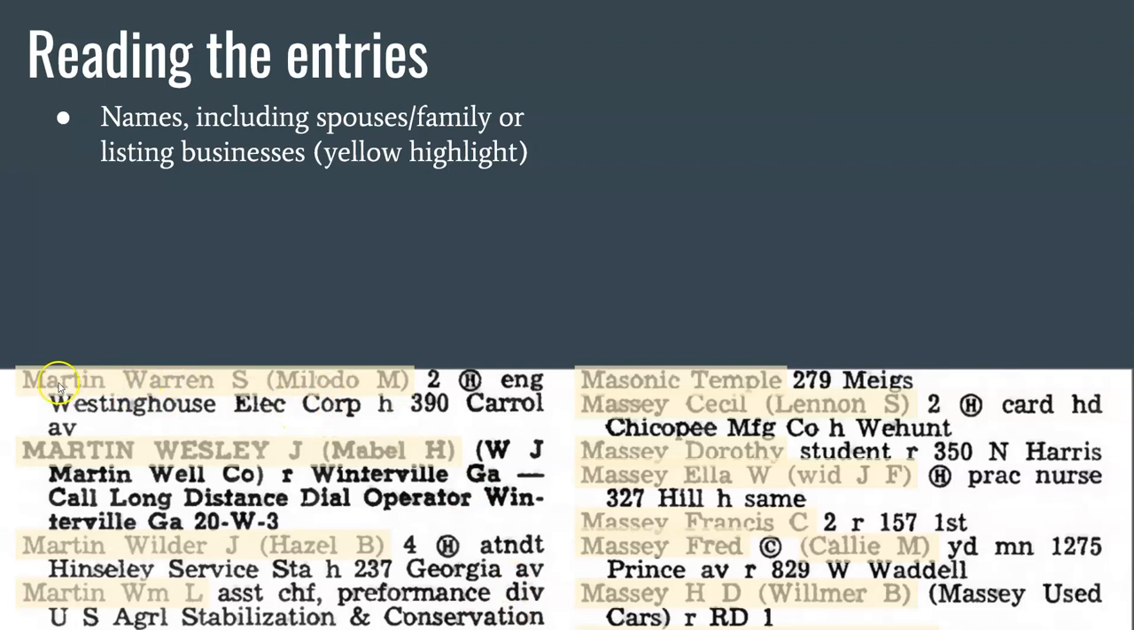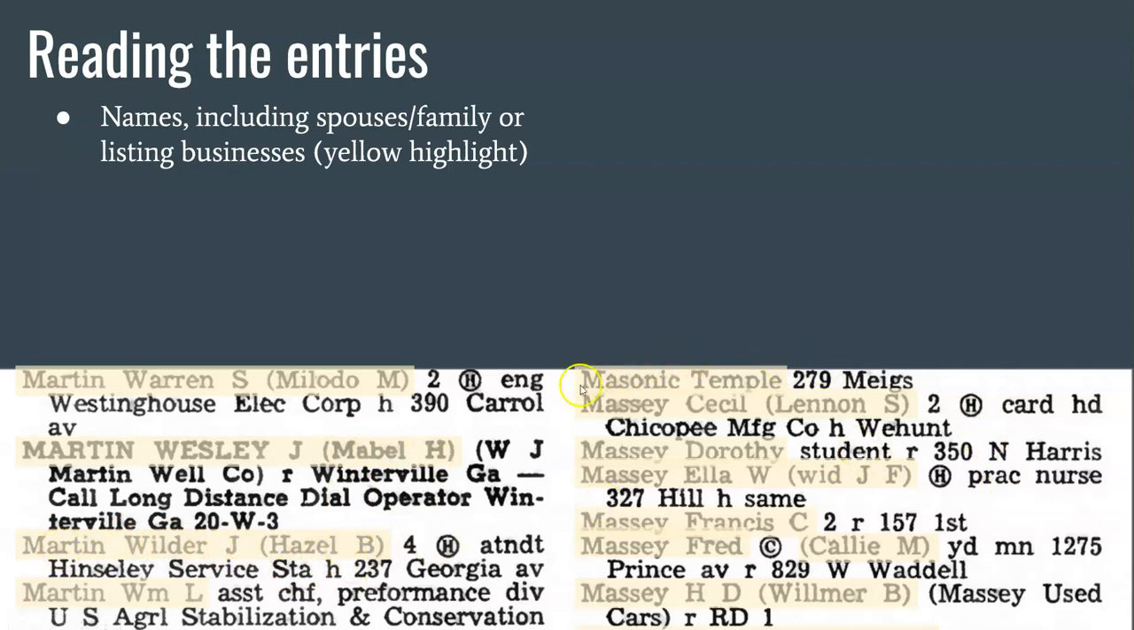So here we've got Warren S. Martin listed here, and Mulatto M. Martin is listed as well. We've got Wesley Martin, Wesley J. Martin. It's bolded because they paid more money to have bold. And then Mabel with his wife, Wilder J. Martin here with Hazel B. Martin. You see how this works.